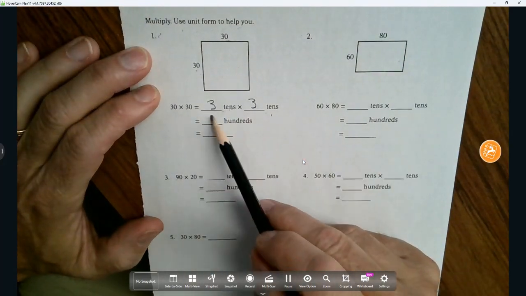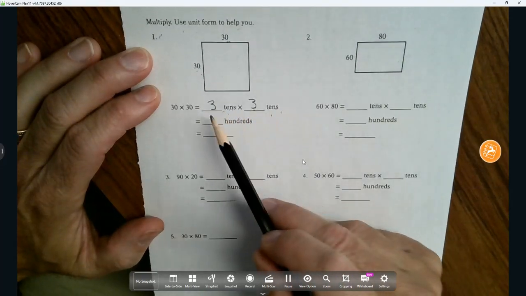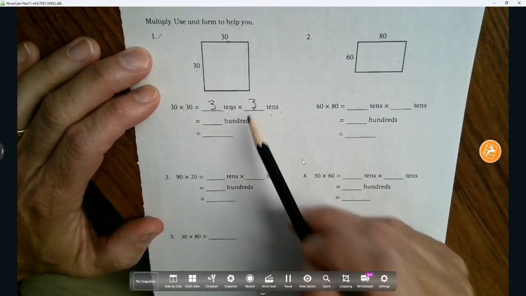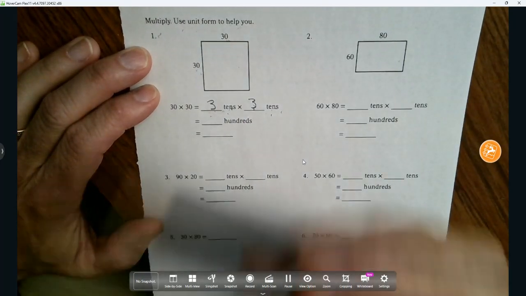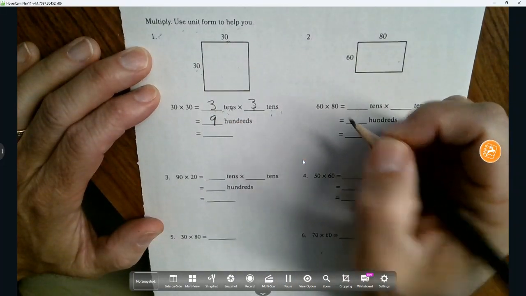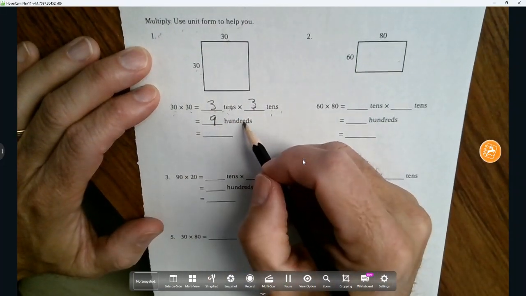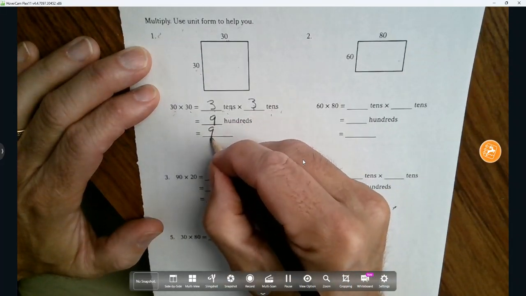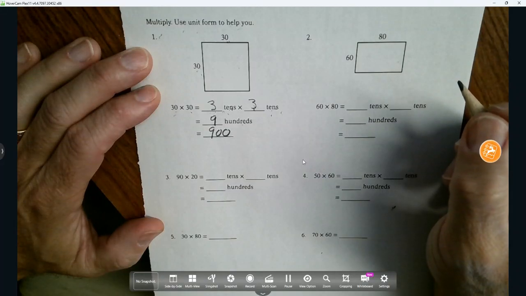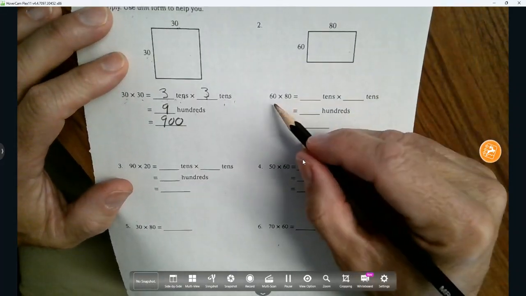Okay, 3 tens and 3 tens. If we have 3 tens and then we have 3 tens, so we're saying 3 times 3. 3 times 3 is going to get me 9. And we got those two right there, and it says it's hundreds. 9, then we'll bring the zeros back. You can get rid of those zeros and bring them back. That's not an issue. Do the same thing over here.